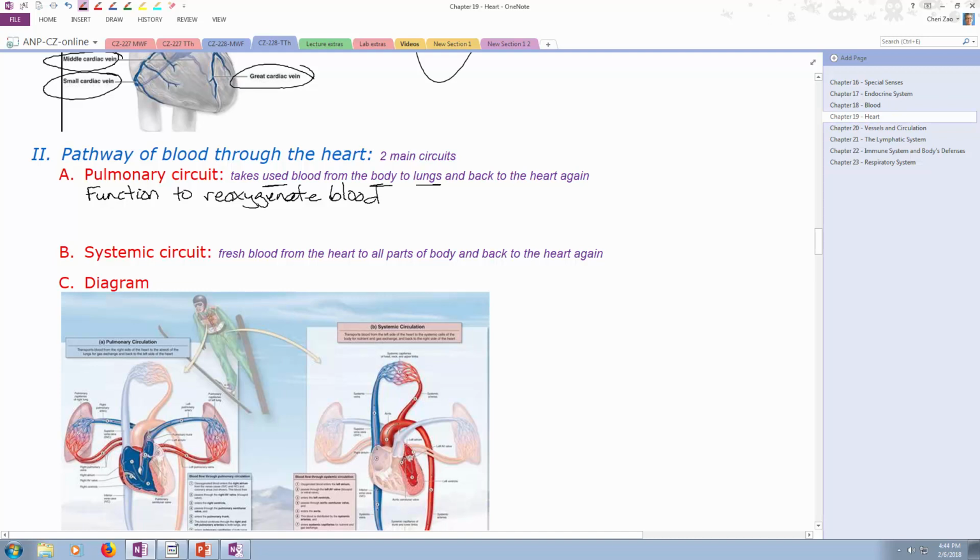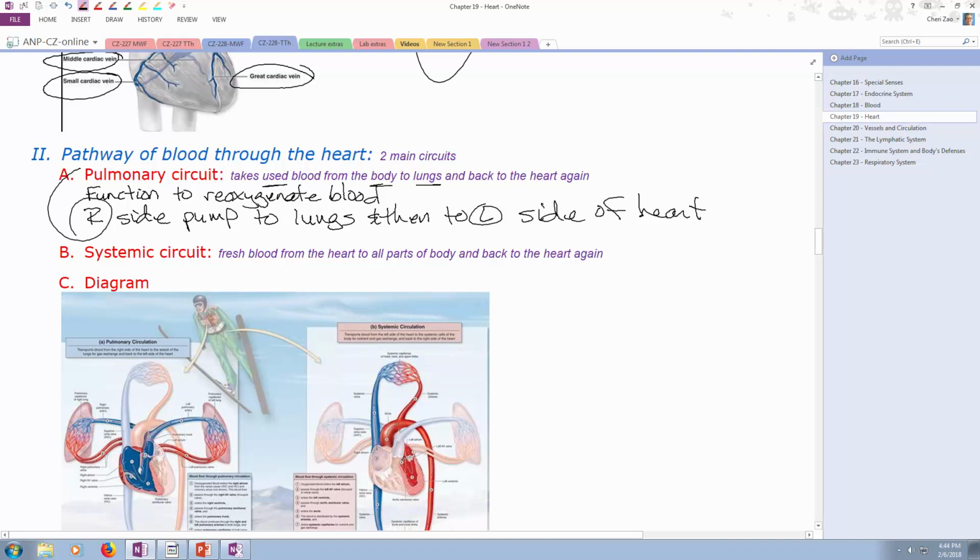And we'll take this from the right side of the heart. So this is the right side of the heart. And we'll send it to the lungs, and then to the left side of the heart. But the pulmonary circuit is considered the right pump, and is often called the right circuit because of that.